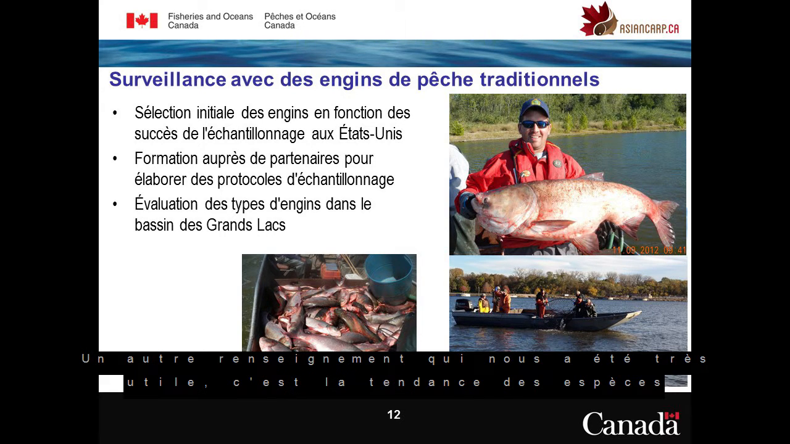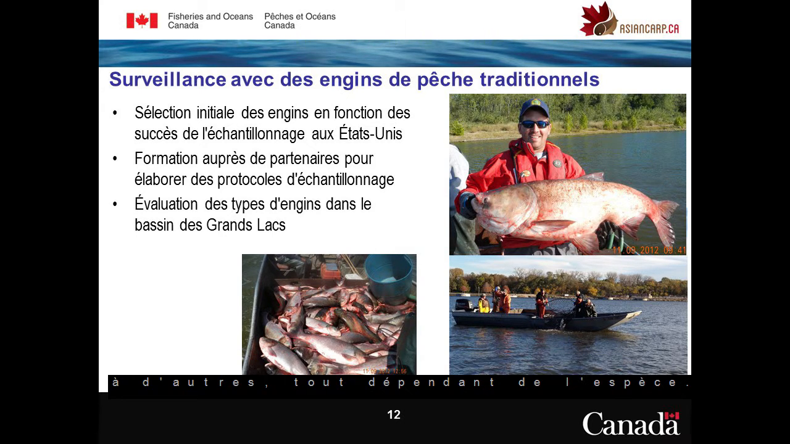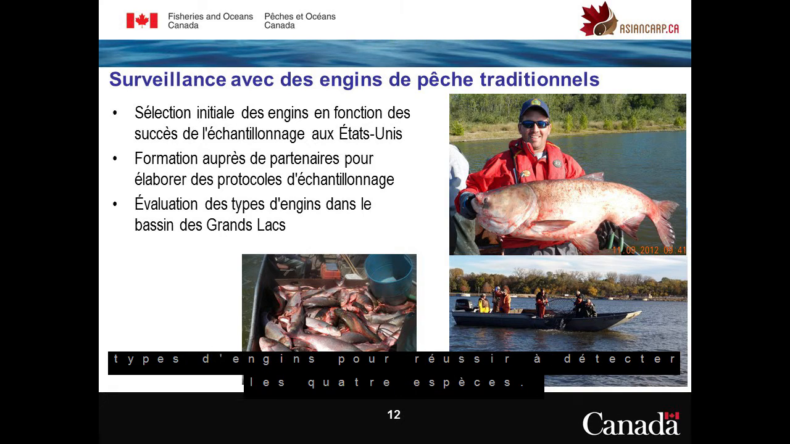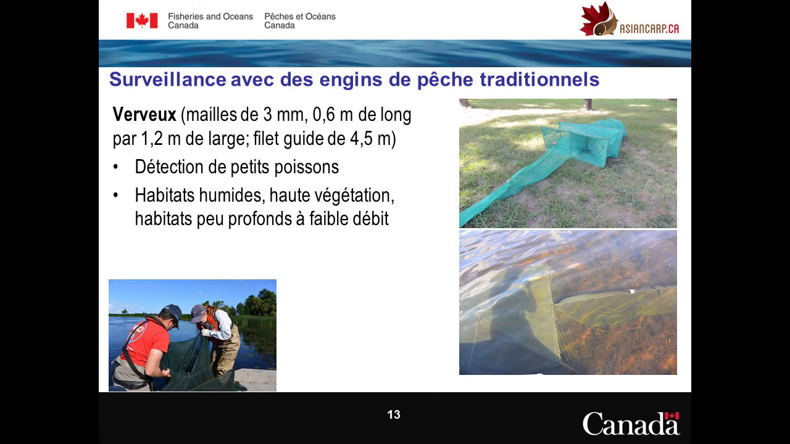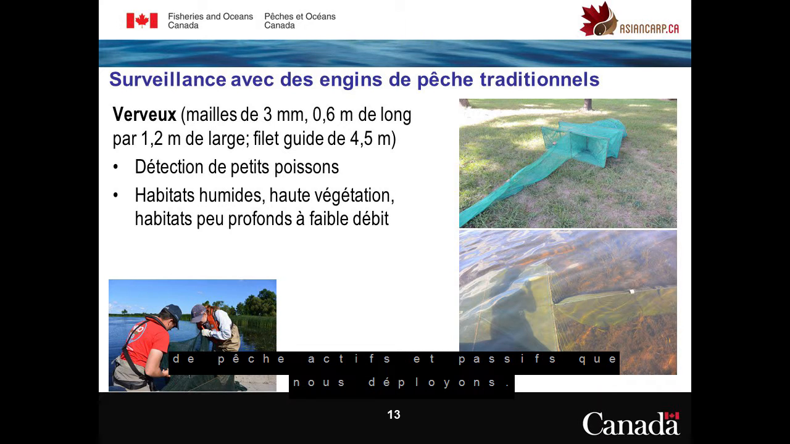One other bit of very valuable information we've been provided with is the tendency for the Asian carp species to be more susceptible to certain gears and less susceptible to others, depending on the species. And the fact that you really need to deploy multiple gear types to be successful in detecting the 4 species. So in our program, we have a variety of active and passive gear types that we deploy.